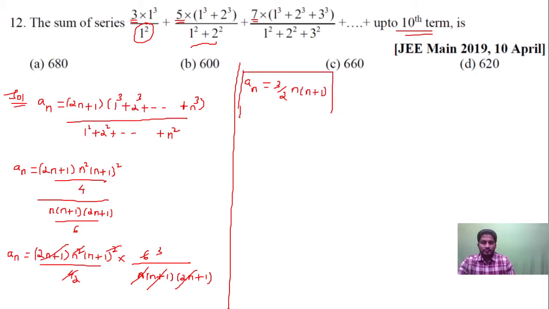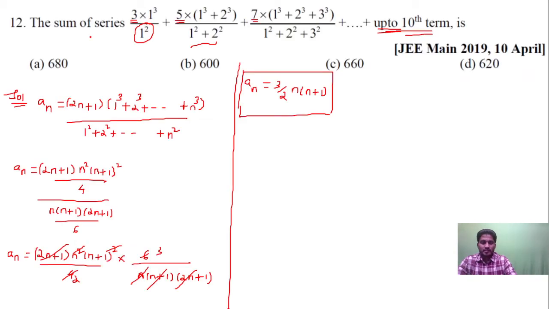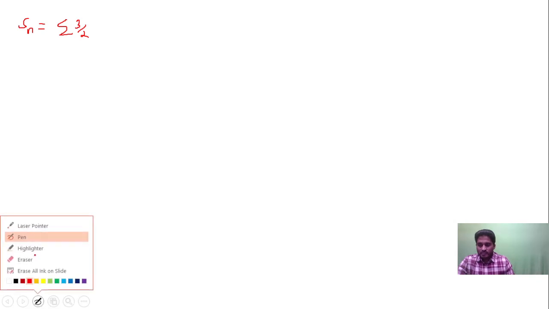I'm supposed to find out the sum of the first 10 terms, that is, up to the nth term: the sum of the first term, second term, third term up to the 10th term. If I write Sn, Sn is equal to summation an. This will be equal to 3 by 2 into n into (n plus 1). So if I take S10, the sum of the first 10 terms, then this will be equal to 3 by 2 into summation n square, n is equal to 1 to 10.